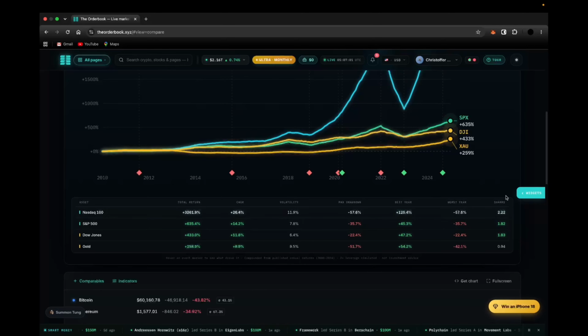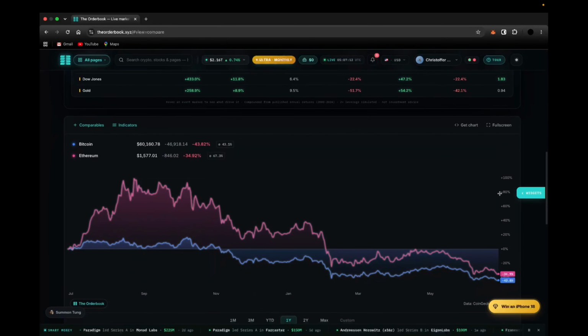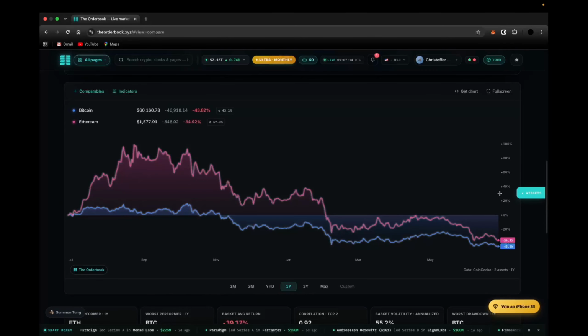And Sharpe is like a quality score. It compares the return you got with the risk you had to take. So a higher Sharpe usually means better reward for the amount of risk. And it's not just for stocks. You can also compare crypto. For example, here we're comparing Bitcoin and Ethereum over the past year. Both assets start from the same point, so you can clearly see which one outperformed.